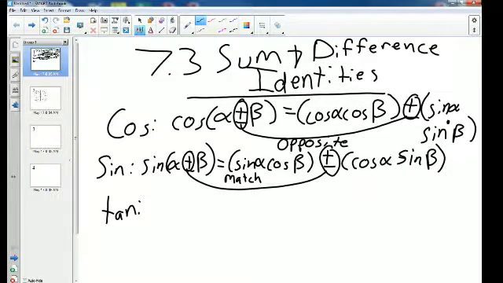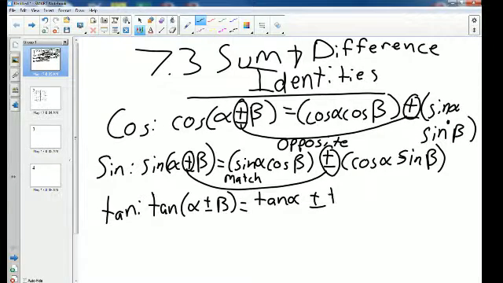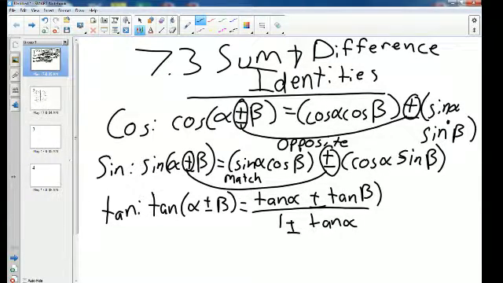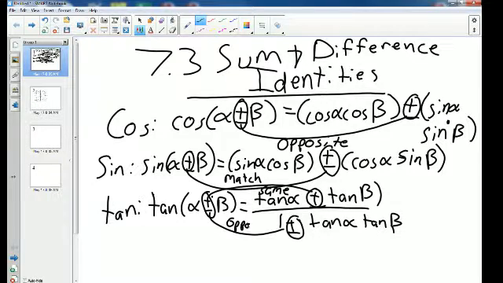And for the last weapon, we have tangent. Tangent of alpha plus or minus beta, a little repetitive, I know, is equal to, slightly more complicated, tangent of alpha plus or minus the tangent of beta, over 1 minus or plus the tan of alpha times the tan of beta. One more side note. The top ones are the same, and the bottom one is the opposite. I know this is a little confusing right now, but again, in examples in just a second, it'll make a lot more sense. Now you have been armed, let's try out a problem.